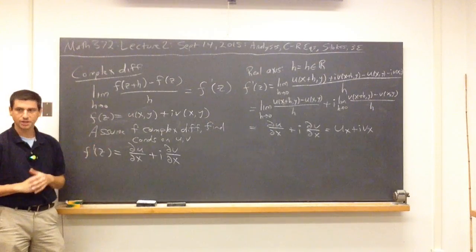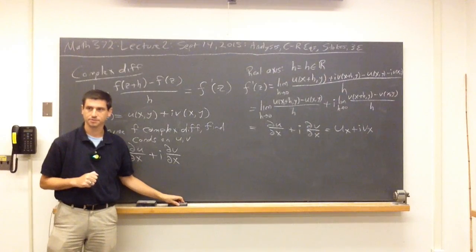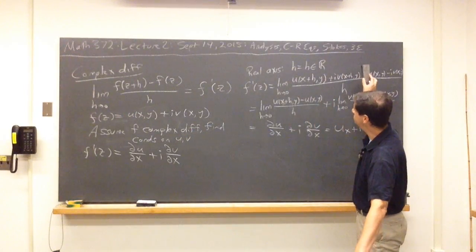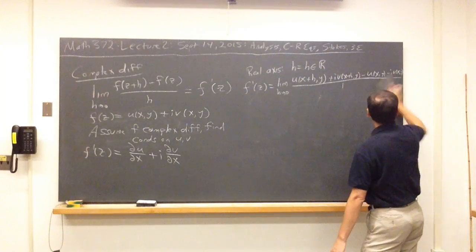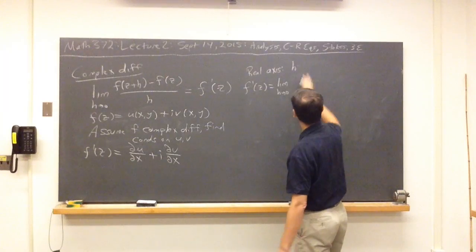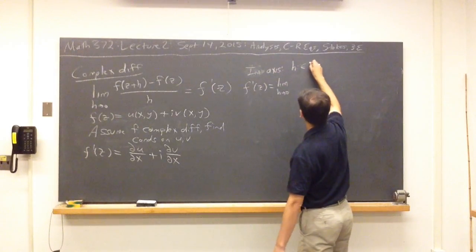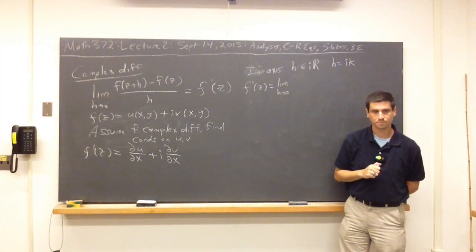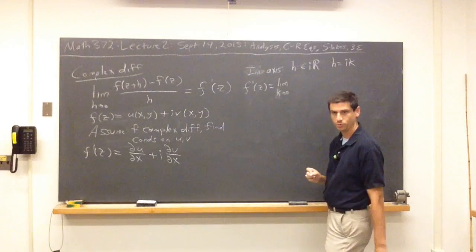Now we do the same thing, except we do it with h going to 0 along the imaginary axis. I could technically just quickly go through and erase all this, but it's not bad to just do the calculation again slowly. So what we'll do is now we'll say h, so this is now the imaginary axis. h is an i times r, so I'm going to write h as ik. And now we'll get the limit as k goes to 0, and k will be real.